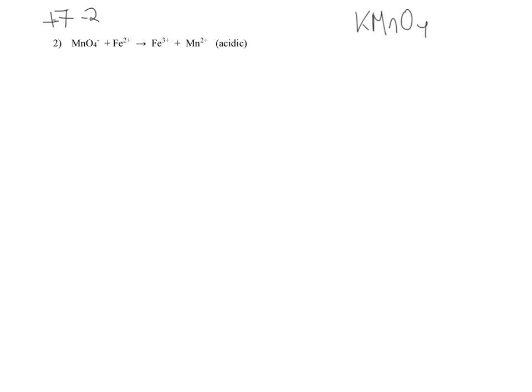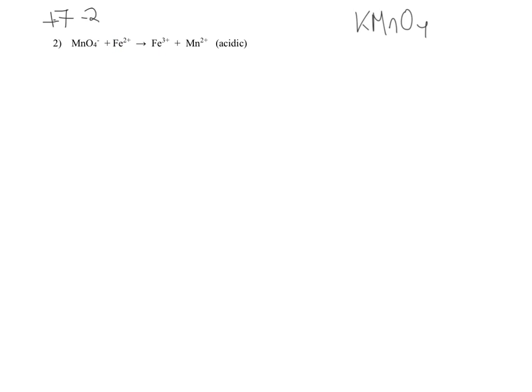Now to make it into milk, I just added a substance that makes it precipitate, and so the precipitate was white and it looked cloudy like milk. All right, so we did step 1. It looks like the manganese was reduced from plus 7 to plus 2. The iron was oxidized from plus 2 to plus 3.